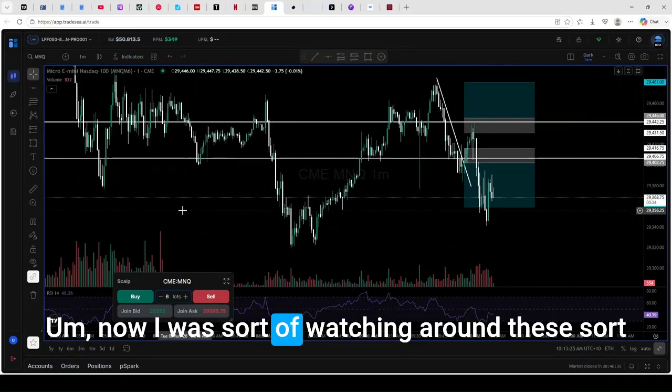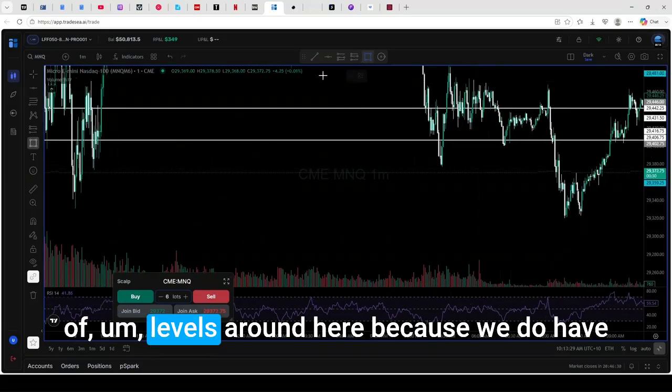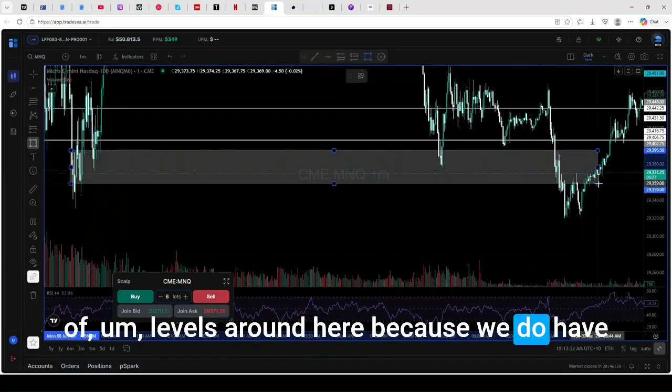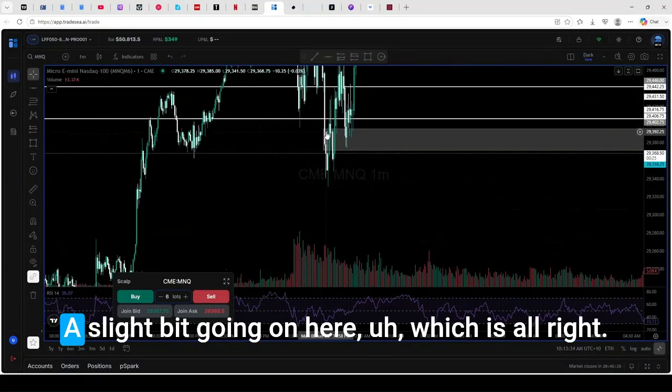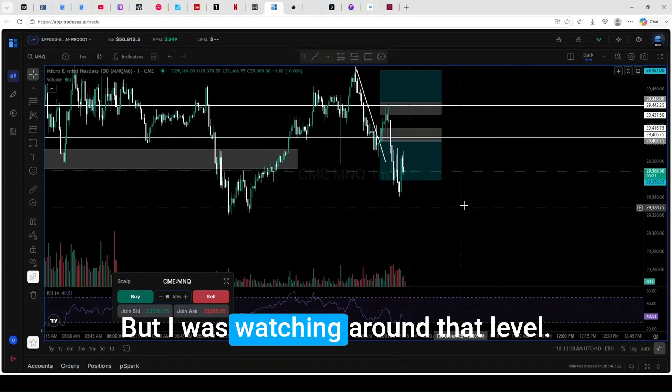Now I was sort of watching around these levels around here, because we do have a slight bit going on here, which is alright. But I was watching around that level.